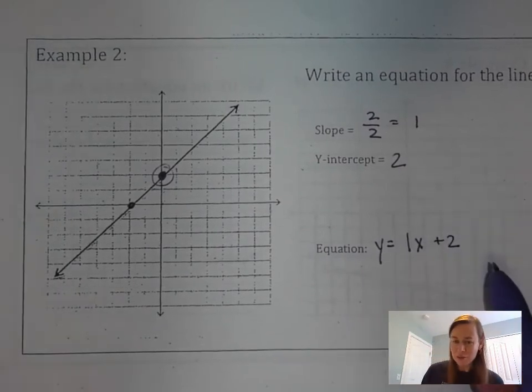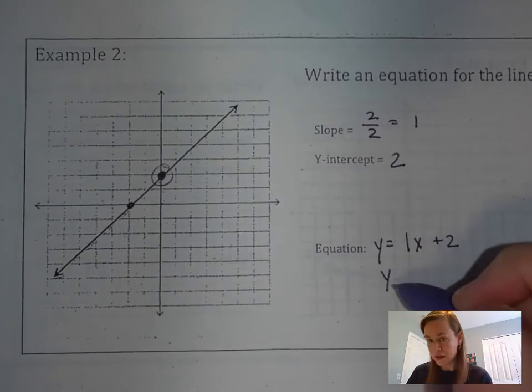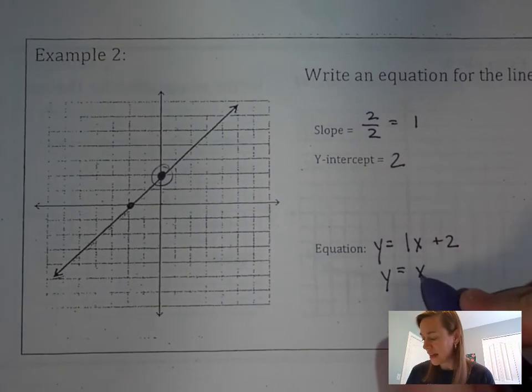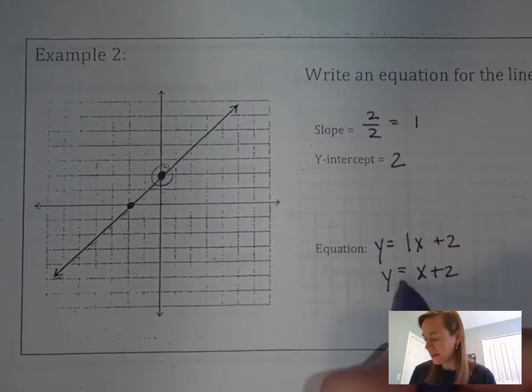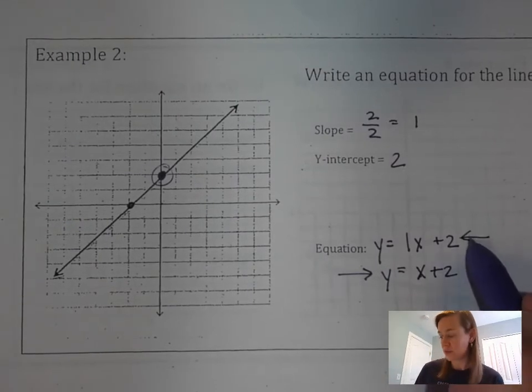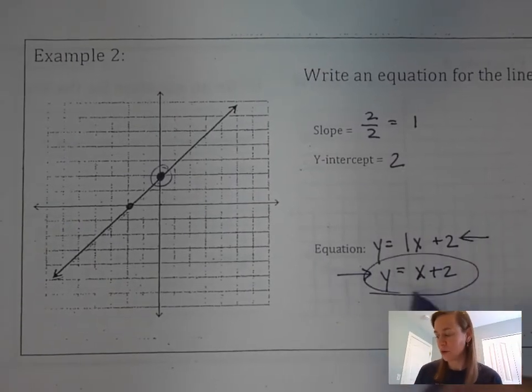And we could leave it like this, or we could simplify it even more. It could be y equals 1x is just the same thing as x, right? So y equals x plus 2. This is the way you're going to see it most of all, but this is not wrong. This one is totally fine. You're just going to see this one more.